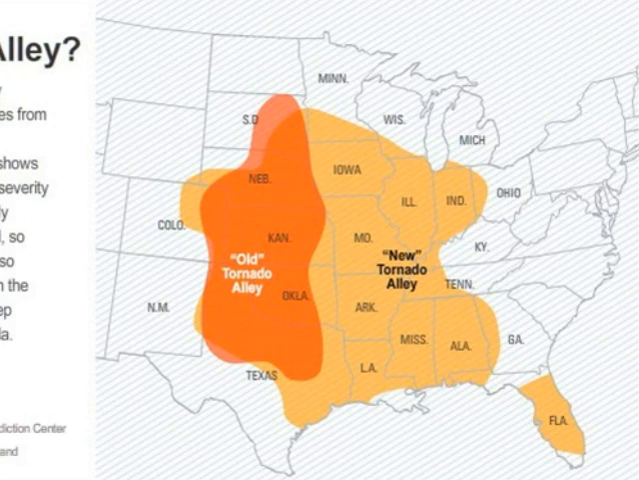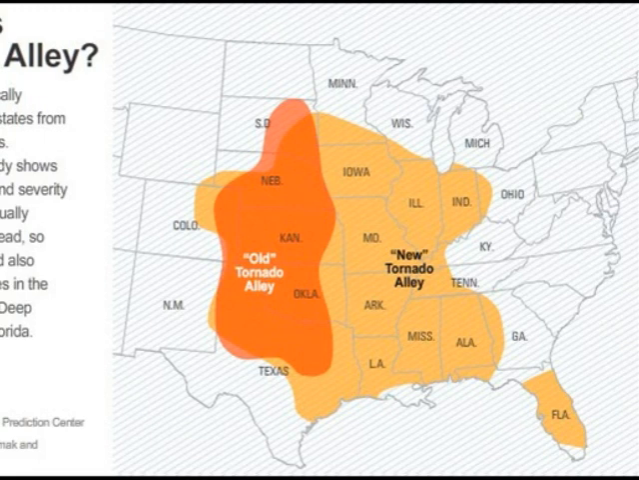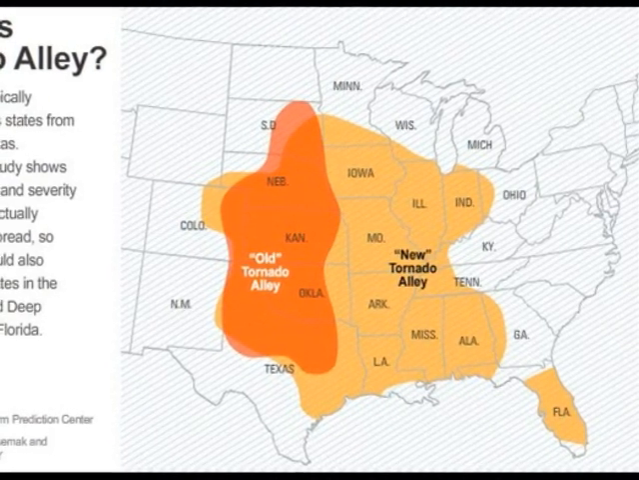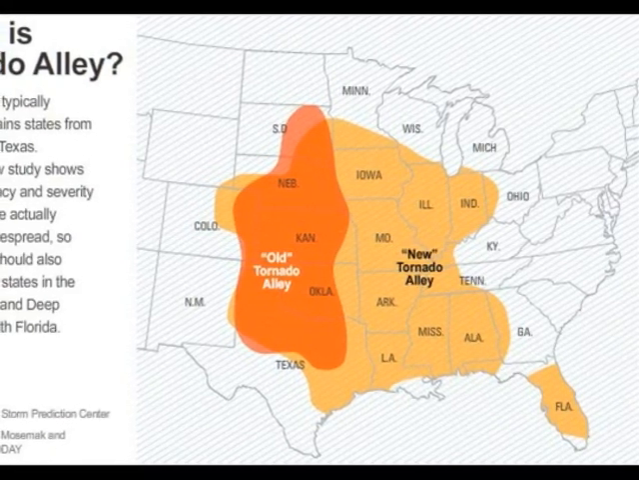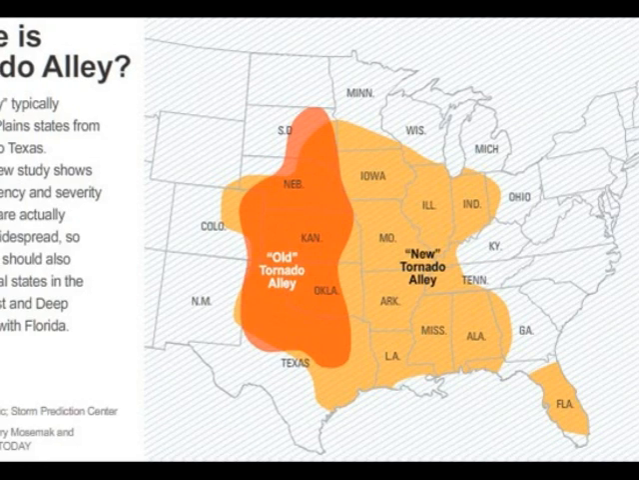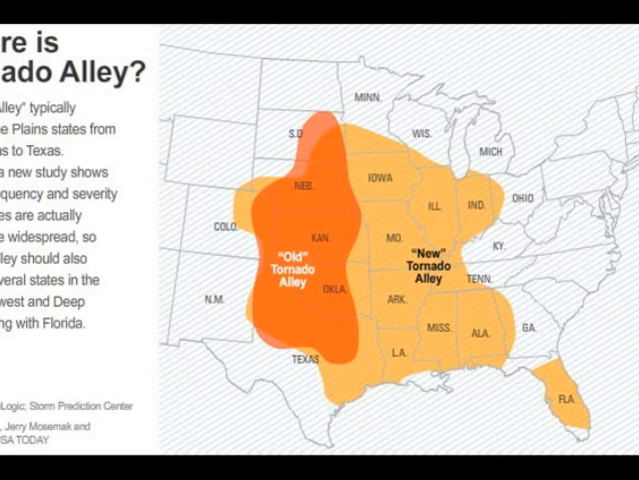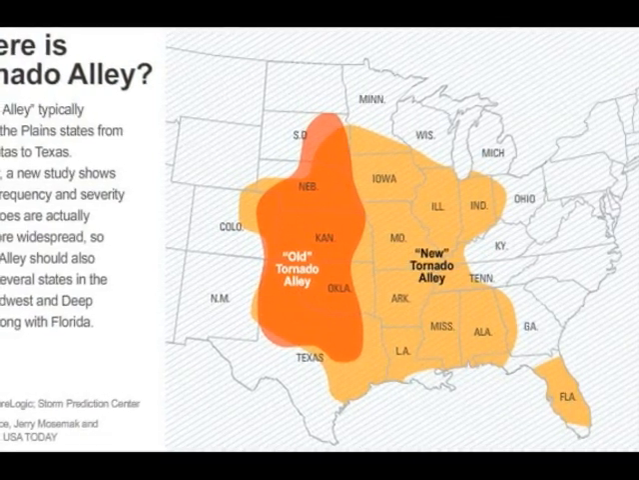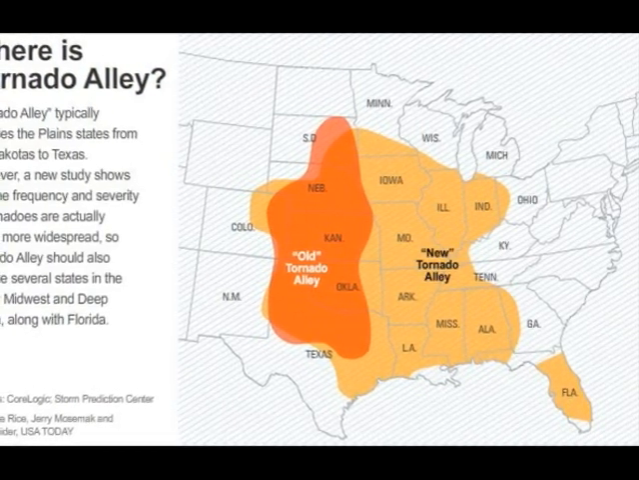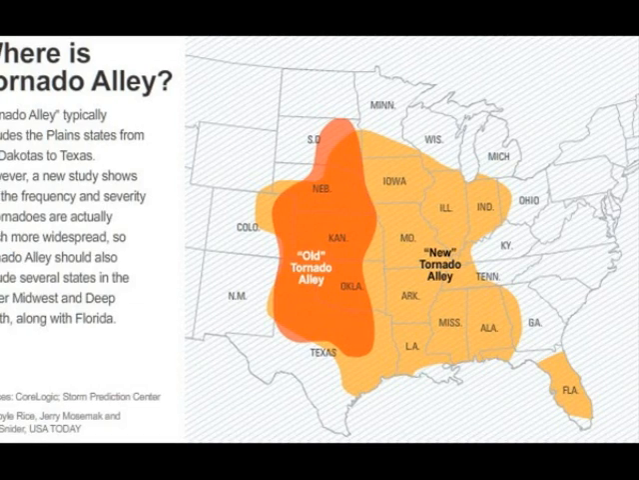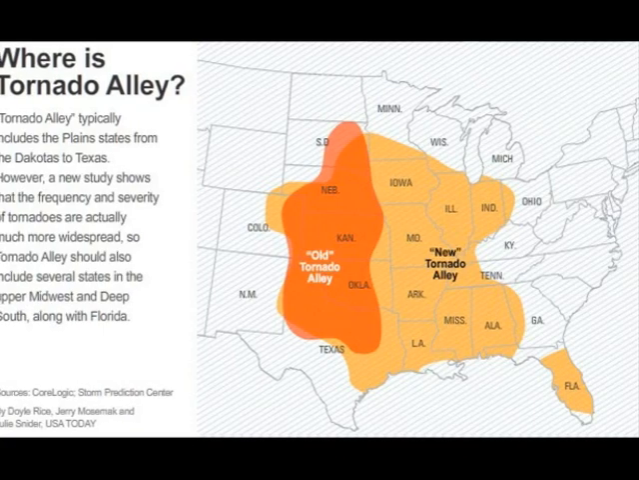However, a new study shows that the frequency and severity of tornadoes are actually much more widespread. So Tornado Alley should also include several states in the upper Midwest and Deep South, along with Florida. As you can see, the old Tornado Alley included some of Texas, Oklahoma, Kansas, Nebraska, and South Dakota. Now they are saying that it should include several more states such as Iowa, Illinois, Indiana, Missouri, Arkansas, Louisiana, Mississippi, Alabama, and Florida.